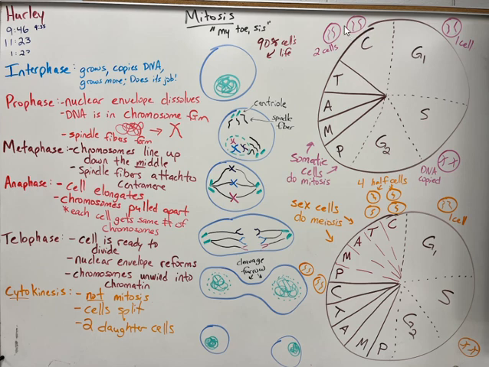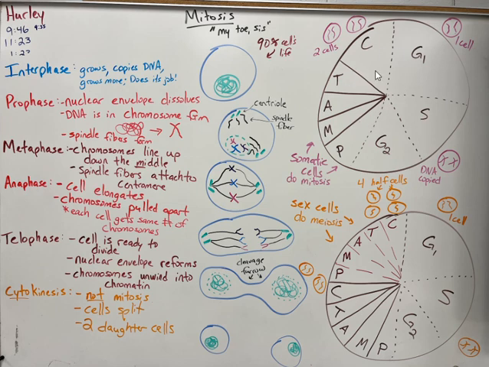And then each of these cells would go through the same process again and again. Just to clarify, G1, S, and G2 are interphase. PMAT, that's considered mitosis in this case. And then cytokinesis is the cell division. So growth, copying going on here, nuclear division going on here, and cell division going on here.